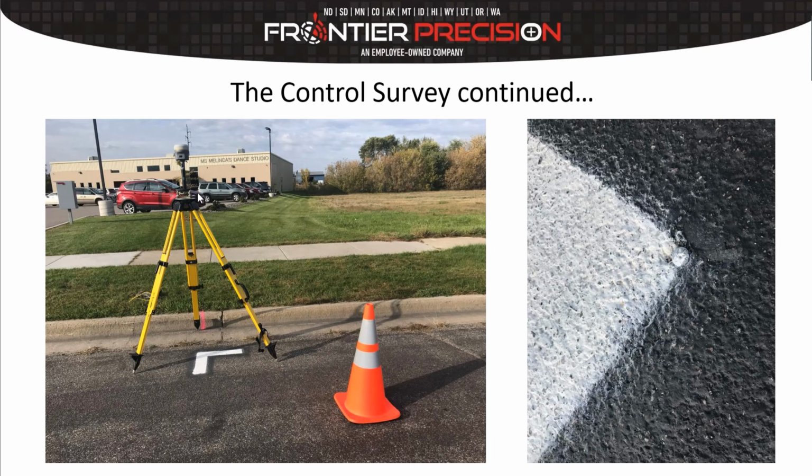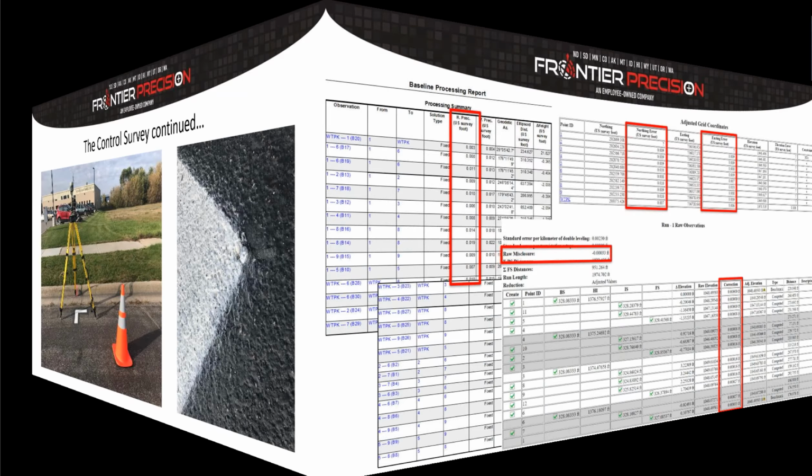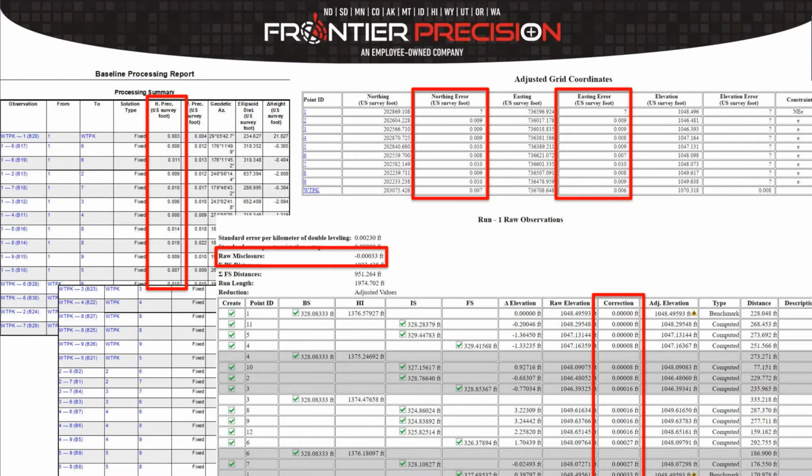So this is one of the R10s we used for the control survey, running the static session on one of our points. And then this is just some of the data. You can see here's our baseline processing report of our control, and then these are the adjusted grid coordinates running it through the network adjustment. And then again, you can see our level. Our raw misclosure was actually like 3/10,000ths of a foot, so it was pretty much flat. So very minimal adjustment run through there, but this was all put together to establish our network.